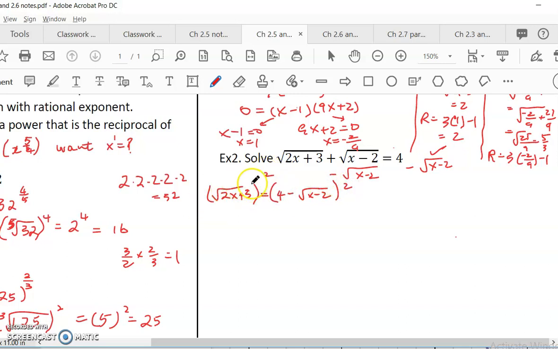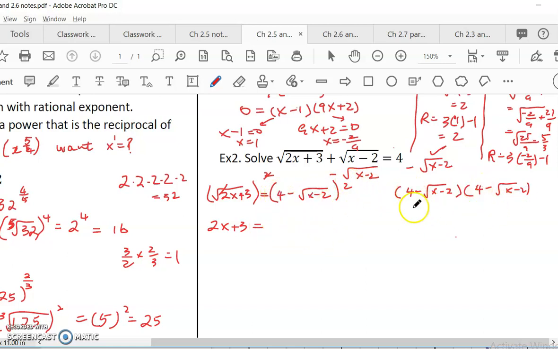The only thing you can do is square, and you cancel this one. So this radical 2x plus 3 is just 2x plus 3, but this side is not. So we have to FOIL. So I'm going to rewrite it as 4 minus root x minus 2 times 4 minus root x minus 2, to FOIL, because the square of two terms is FOIL.